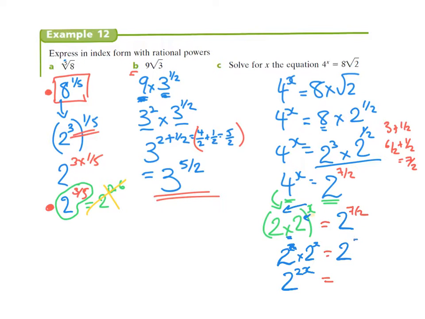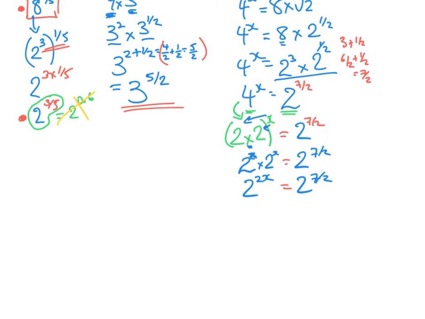I'm just going to take that through now. 7 halves, 2 to the 7 halves. So to solve that out further, we are going to look at this again, eyeball it, and see that the bases are the same. So if the bases are the same, the powers must be the same. So we're going to forget about the 2 and just take powers, so that power, the 2x, is equal to that power 7 halves, or 7 over 2.